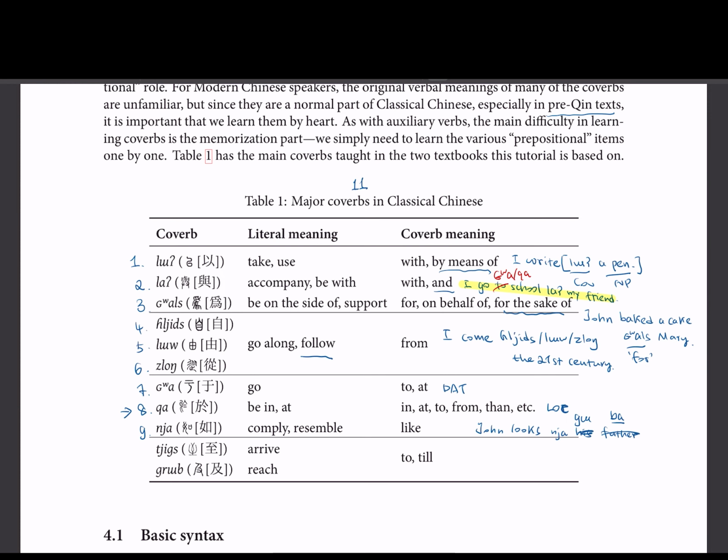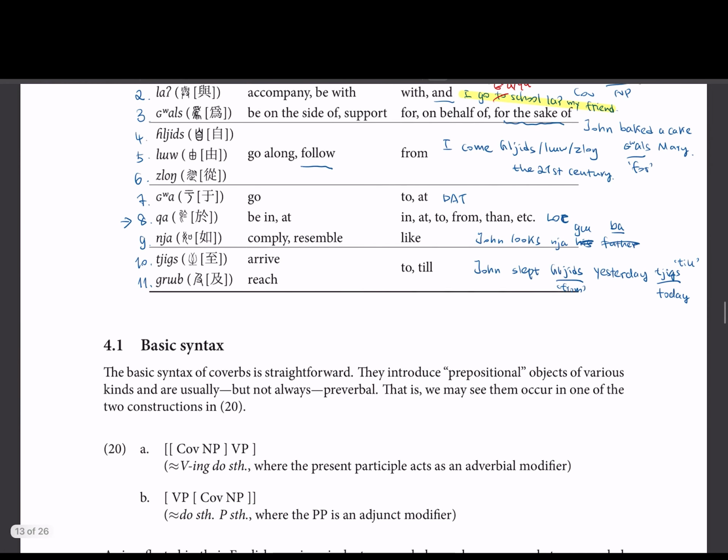The last 2 coverbs in the list, tigs and grub. These 2 items both mean to or till as coverbs. Their literal meanings are also similar. They mean arrive or reach. So for instance, if you want to say, John slept from yesterday till today, we can say John slept, hlies, yesterday, tigs, today.